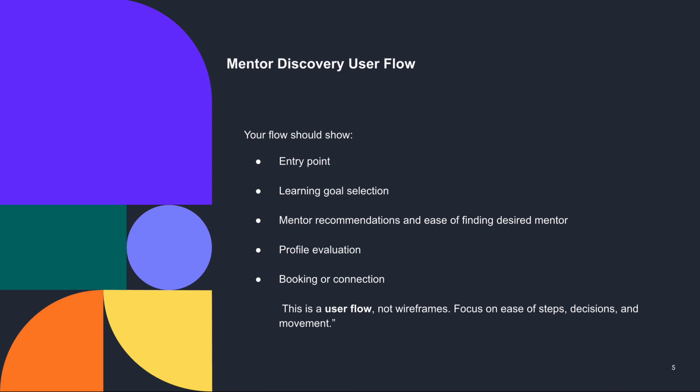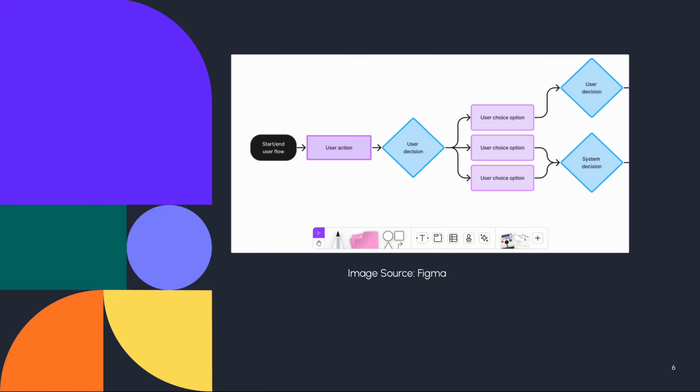This is a user flow, not a wireframe. Focus on the ease of steps, decisions, and movement. This is what makes it a user flow. This image is from Figma, and this is a typical diagram that represents a user flow, right? So know what each of these represents. Now, this image is not complete. There should be an endpoint, but I want you to do the research, because I intentionally cut it out. So you go and do the research.